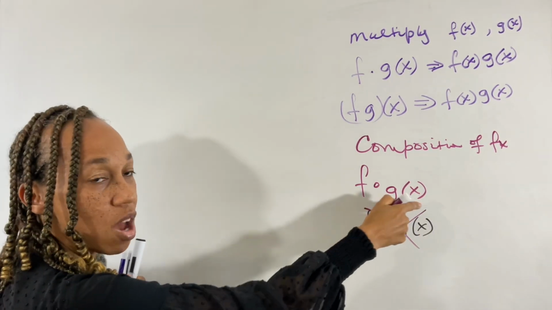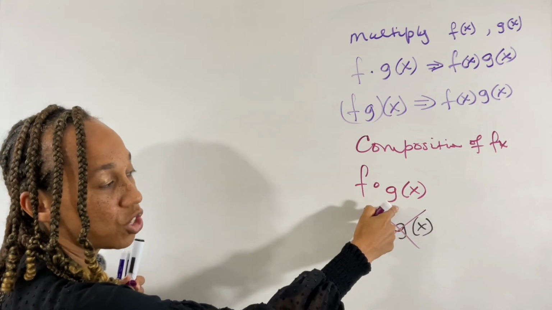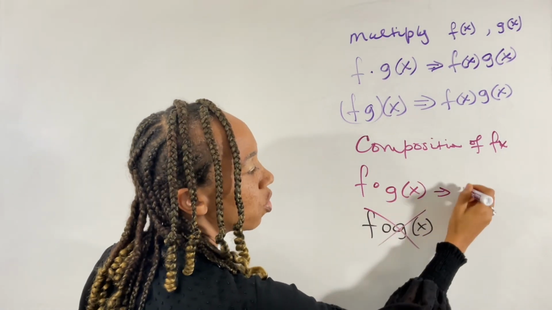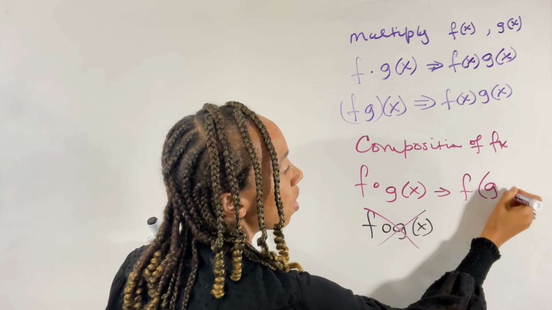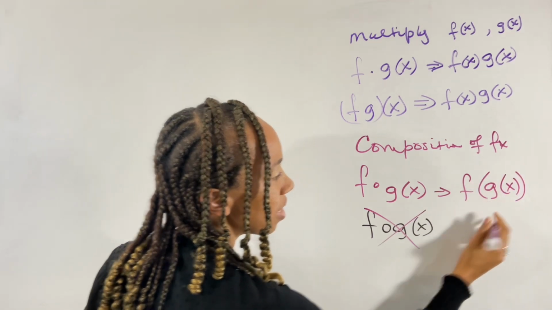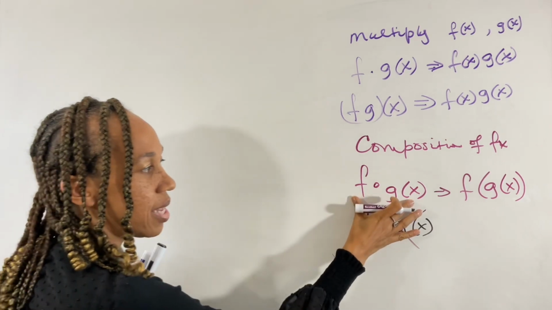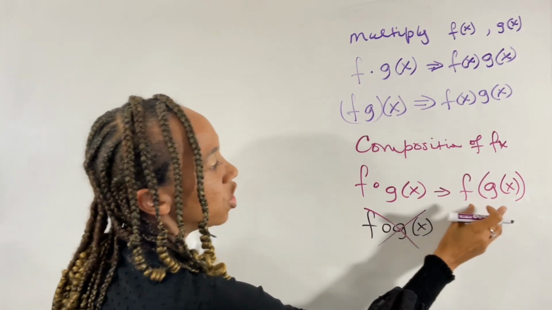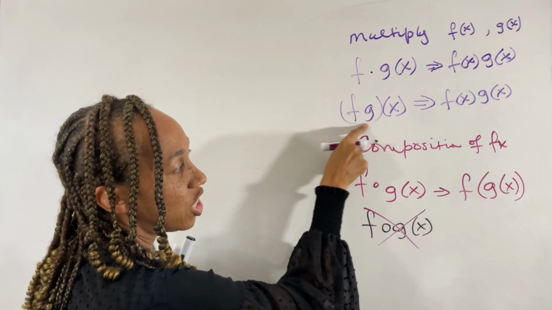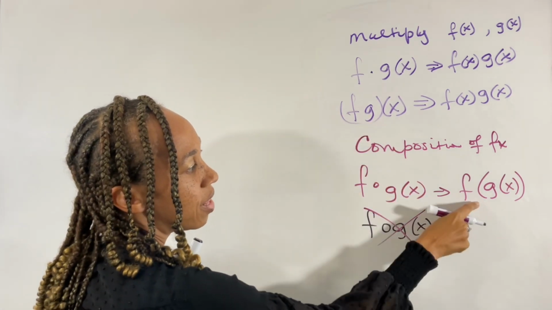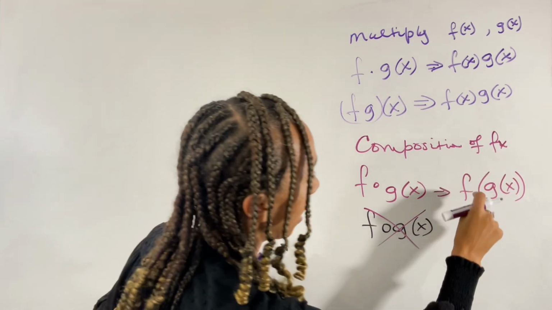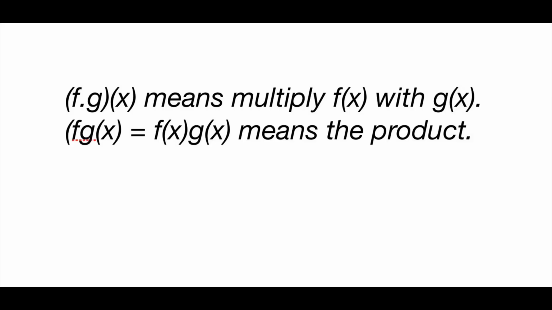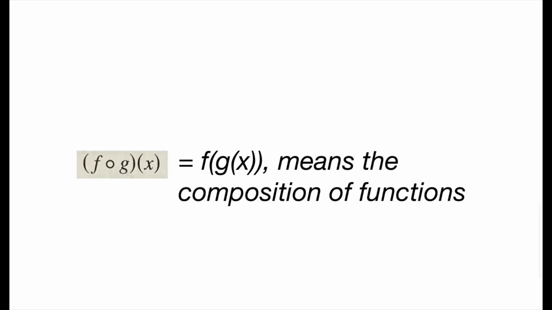Now, f of g of x, meaning f the composition of g of x, you can also write simply by having the f first, then the g, and then your x. So you write it this way or you write it this way. Notice it's also different from this: here, you are multiplying the f with the g. Here, you're taking the f and substituting g of x into x wherever you have f of x. So I just want you to know the difference between multiplying functions and composition of functions.